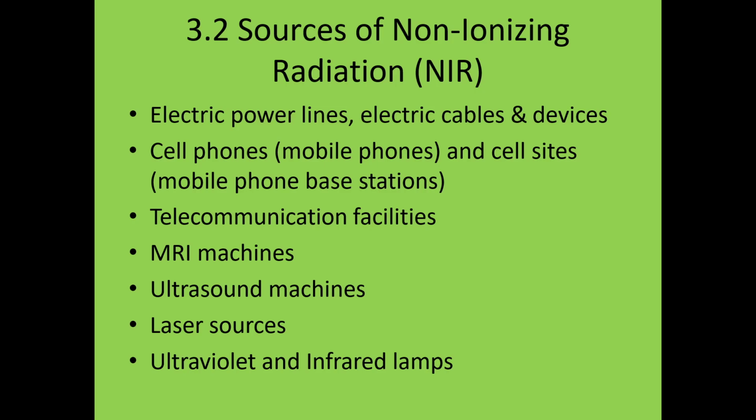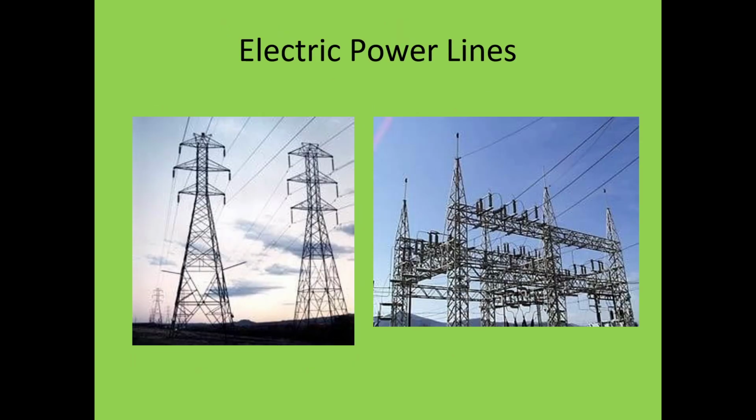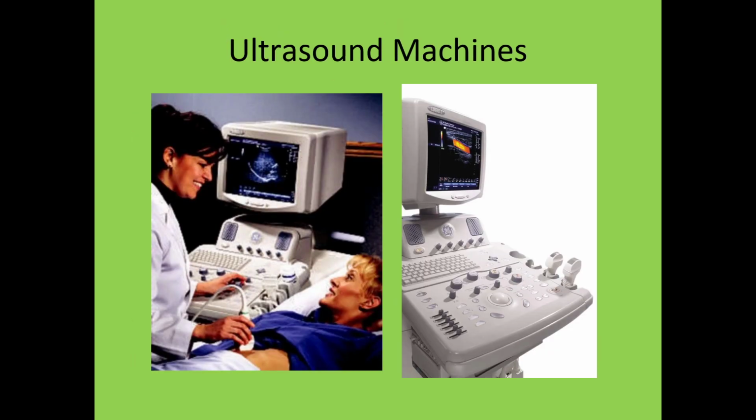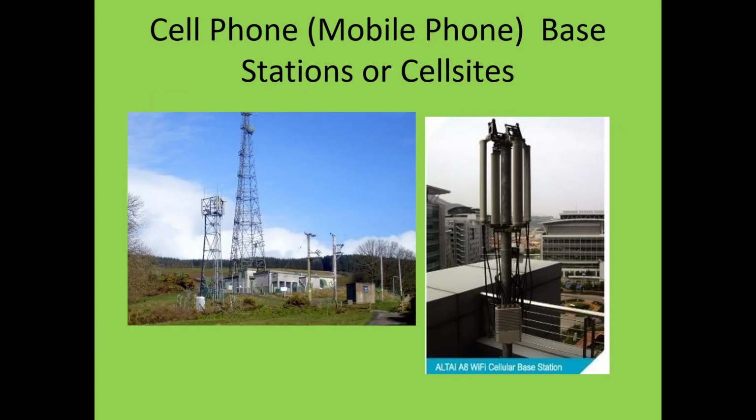Kasi nga siya ay, though hindi siya capable mag-eject ng electron or to cause ionization, but still short yung wavelength niya and can cause certain biological effects that may be caused also by ionizing radiation. Okay. Pero syempre, hindi ka naman mababawag sa ultraviolet rays. Okay, so yan yung mga example ng mga sources.